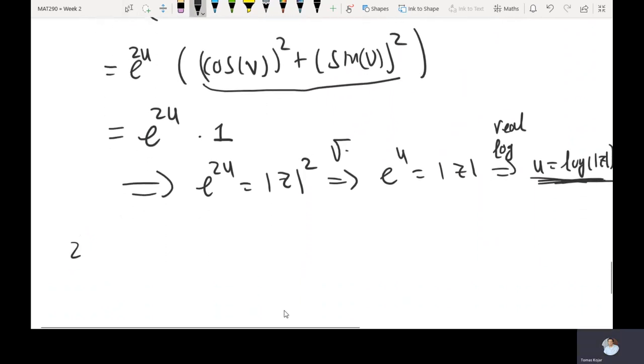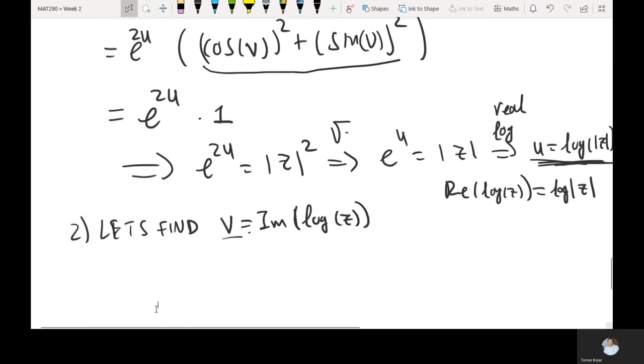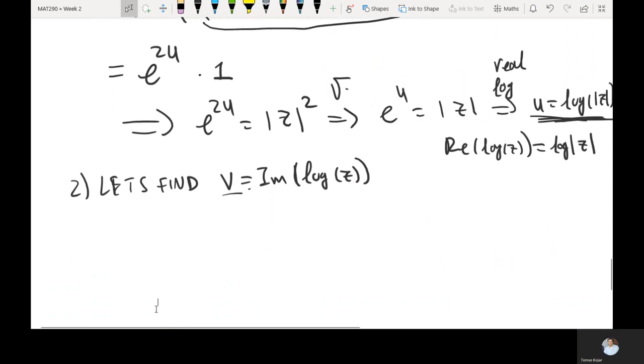Now let's find the imaginary part, v, which is the imaginary part of log. Here we found the real part. So the real part of log of z is equal to log of the modulus of z.